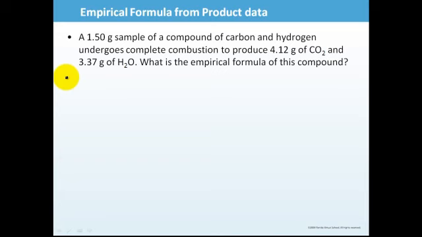All right, so we have 1.50 grams of a compound that's made out of carbon and hydrogen. It goes through complete combustion and produces 4.12 grams of carbon dioxide and 3.37 grams of water. What is the empirical formula? Again, we have to use our stoichiometry and work backwards here. So we've got 4.12 grams of CO2.